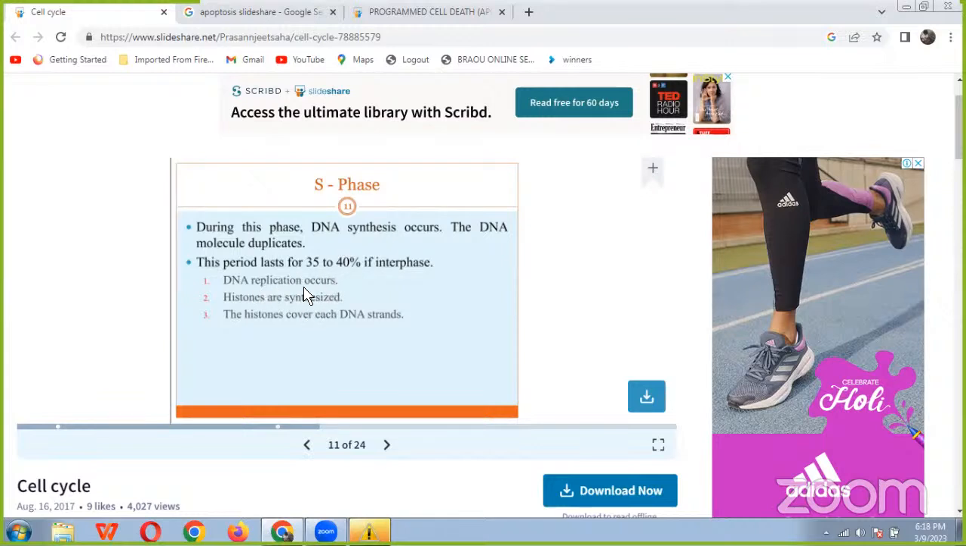Mainly DNA replication occurs. Histones are synthesized, and the histones cover each DNA strand. These are the characteristics of the S phase. S means synthesis, mainly DNA replication or DNA synthesis. In this phase, DNA synthesis occurs and the DNA molecules are duplicated.